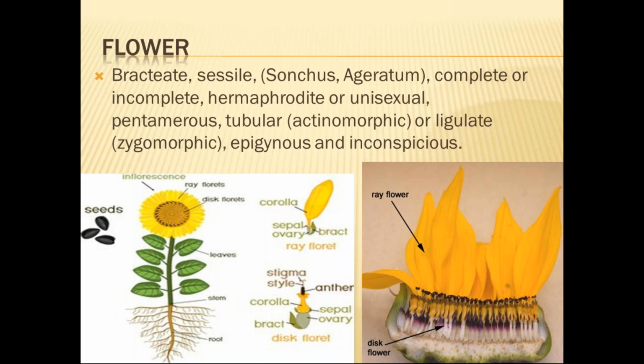The disc florets are complete. They are totally complete, having androecium, gynoecium, calyx, corolla, and everything present in them. In the ray florets, only the ovary is present. The small ovary is present, but they don't have any androecium in the ray florets. They are complete flowers. They are epigynous; the epigynous ovary is present in the particular disc.